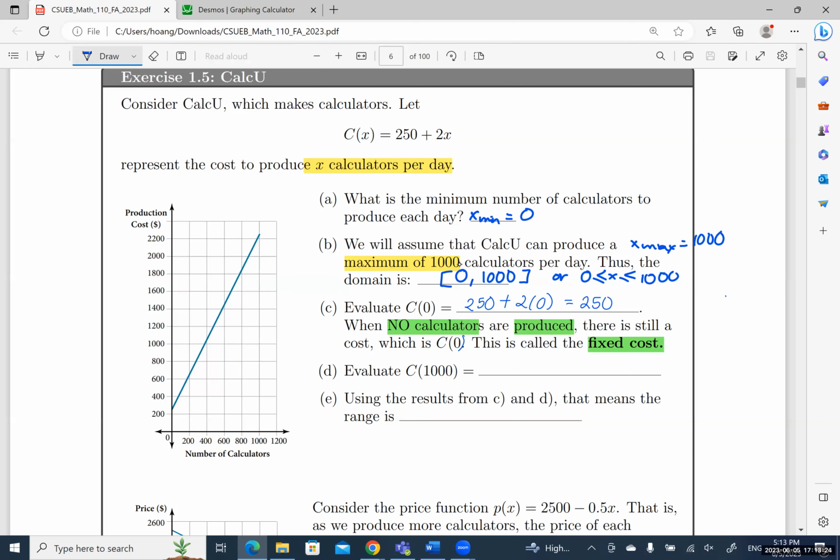And with the maximum capacity of x equal to 1,000, we're going to have the maximum cost, C of 1,000. So we substitute 250 plus 2 times 1,000 here. Use a calculator, and you should have 2,250. Right. The box is to make sure.